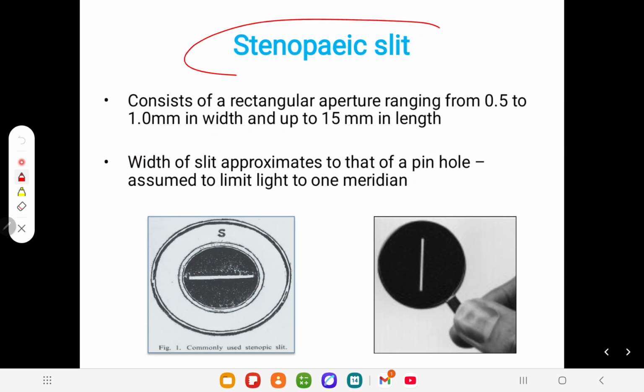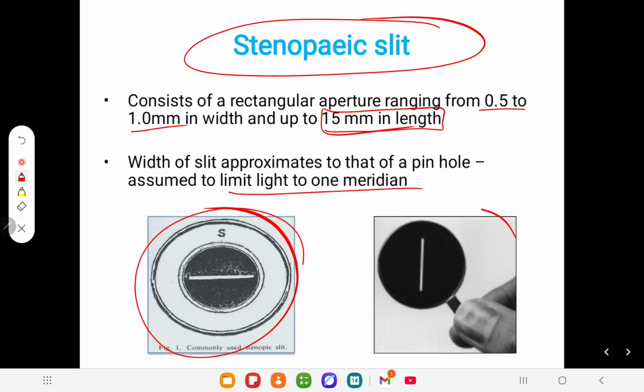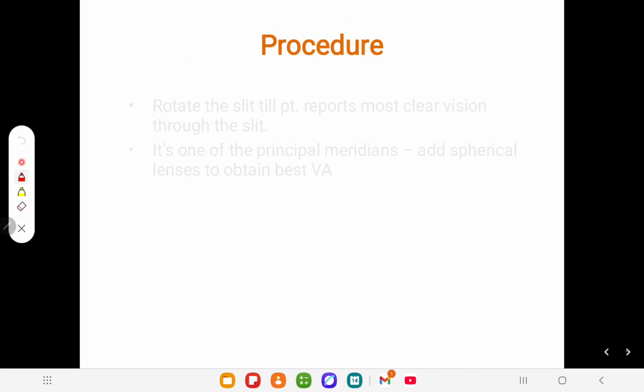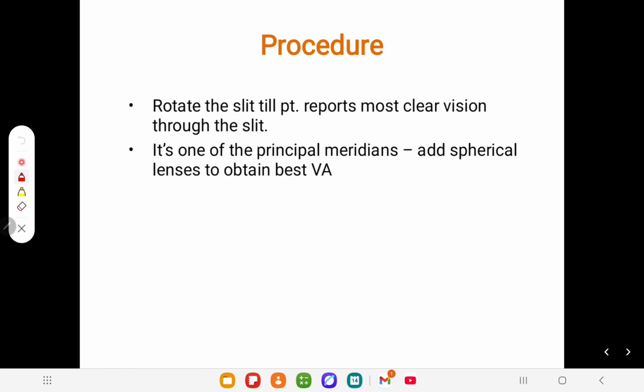Okay, so last, which is the stenopeic slit. The stenopeic slit is quite a good test, and it takes a little less time. So basically, a stenopeic slit is a small aperture, 0.5 to 1 mm in width and up to 15 mm in length. So the width of the slit approximates to a pinhole. It admits limited light in one meridian. So you have already seen that stenopeic slit. What is the procedure? Just rotate the slit till the patient reports the most clear vision through the slit. It's very simple. Just rotate it.